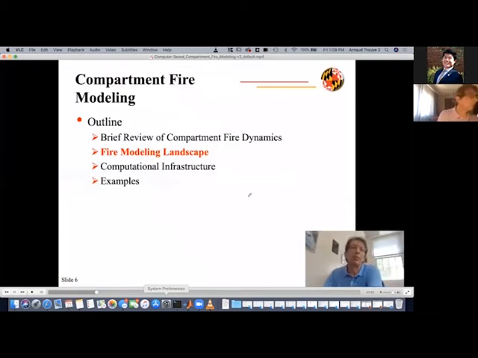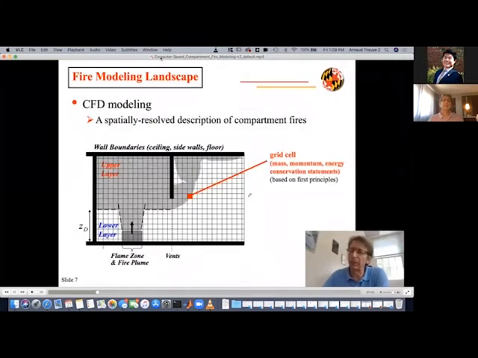Now, let me move on to a description of the current landscape for fire modeling. And this will be pretty brief. So CFD, and you can see I'm going to emphasize the first component of a fire model here and use the CFD terminology, but again, bearing in mind that a fire model is more than just a CFD solver, it's also a radiation solver and a solid phase solver.